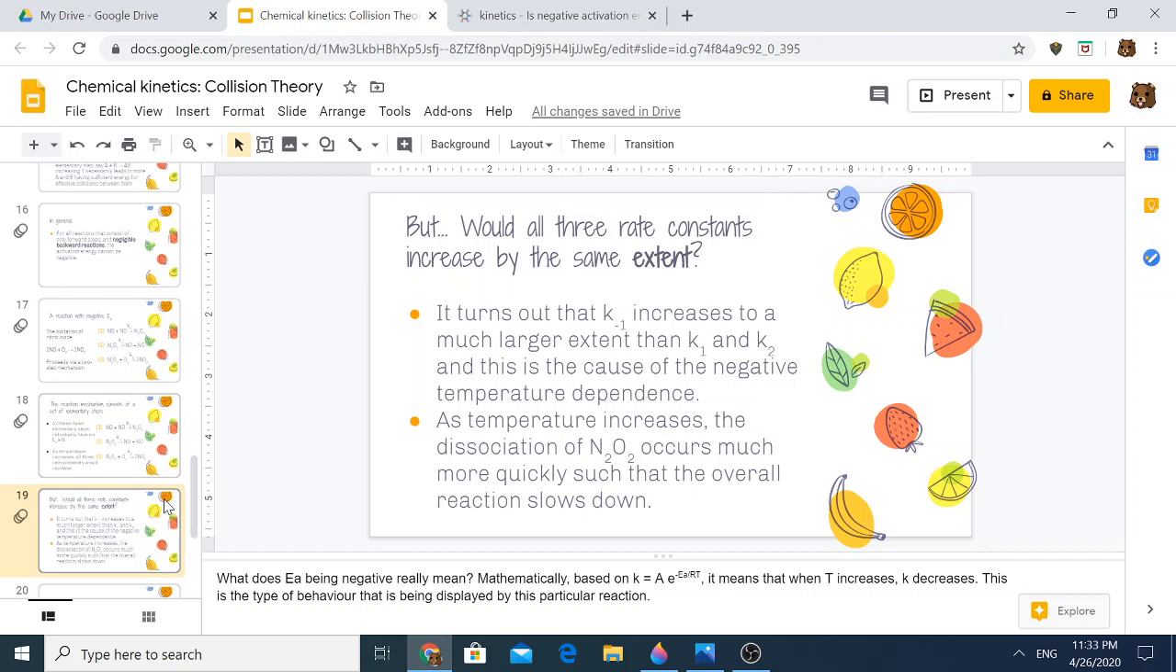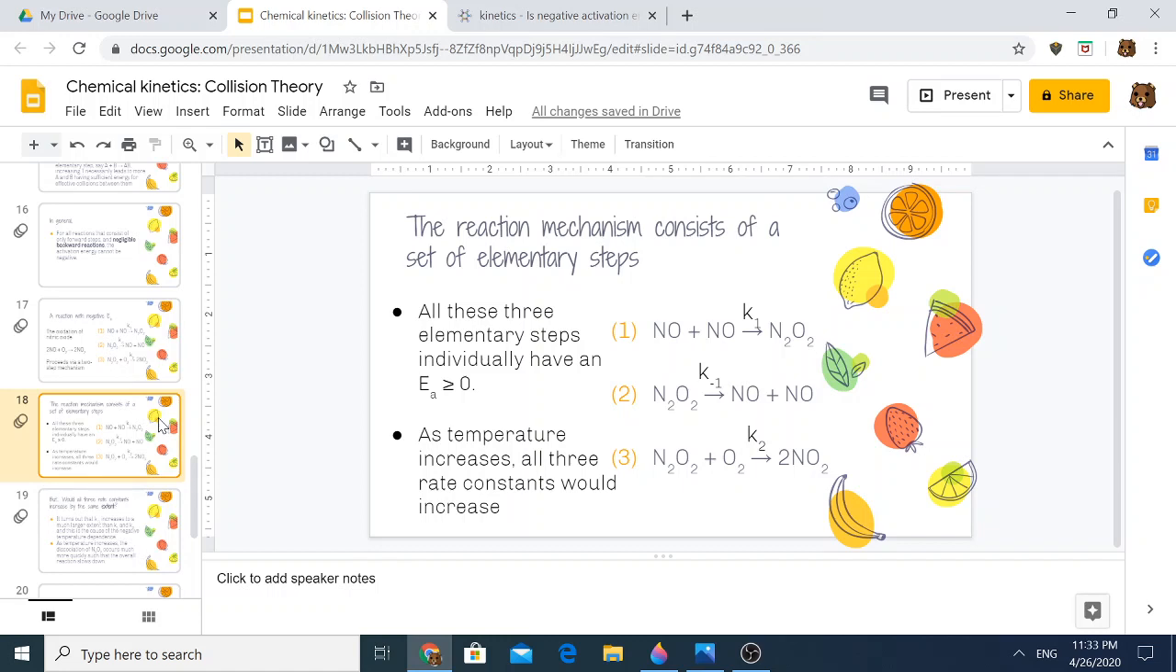This is because when temperature increases, let's look back at the second step, the dissociation of the dimer N2O2 becomes much more favorable. It makes sense because dissociation of the dimer is an endothermic reaction. So when we increase the temperature, the position of equilibrium will lie further to the right. So it's more energetically favorable for this dissociation of the dimer to occur, and hence it increases in rate much faster than the other two reactions.